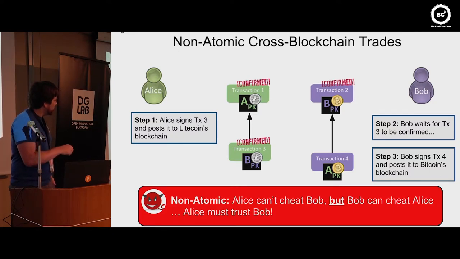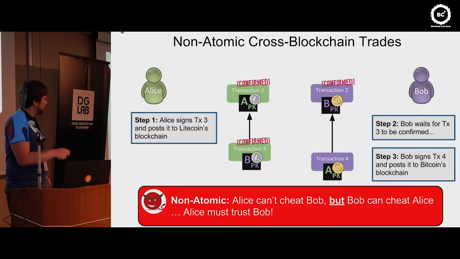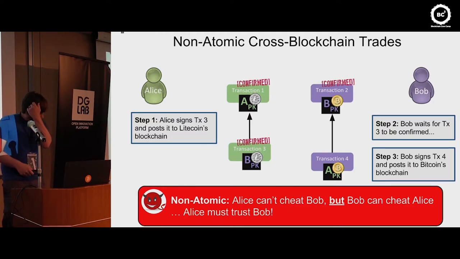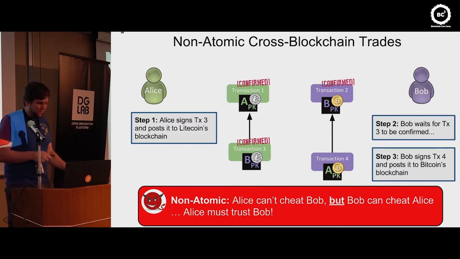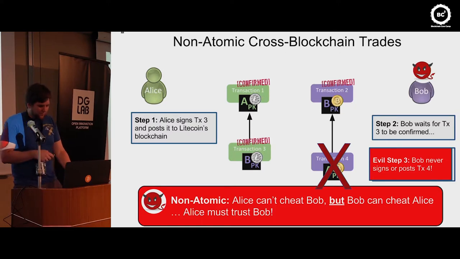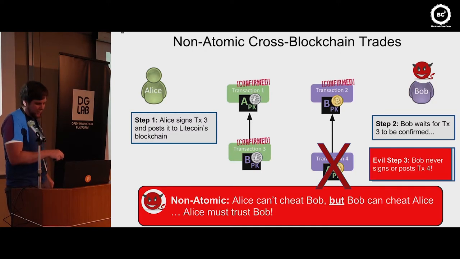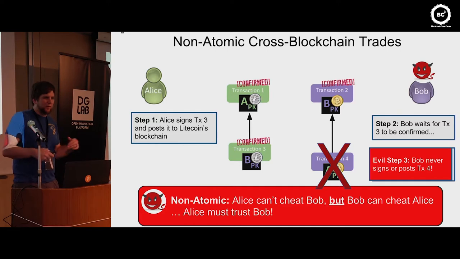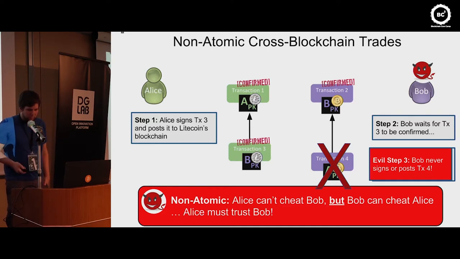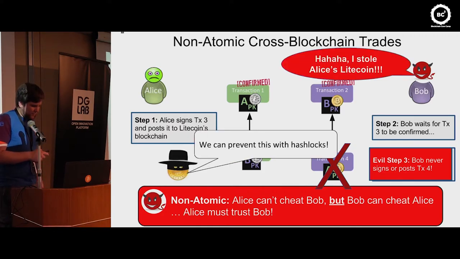And while Alice cannot cheat Bob, Bob can cheat Alice. This is because the protocol is non-atomic. To cheat Alice, Bob merely just does not post transaction 4, thereby taking Alice's Litecoins without giving Alice any Bitcoins.